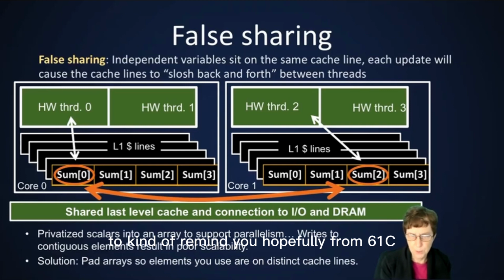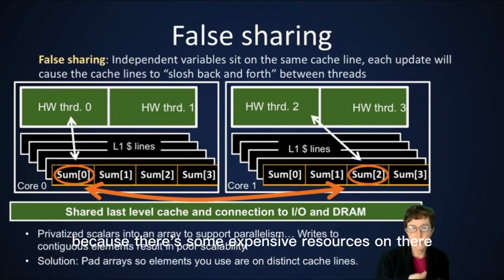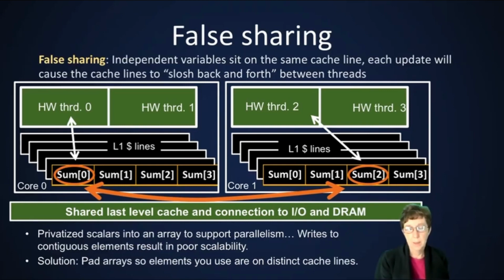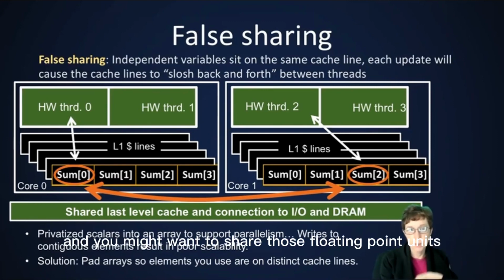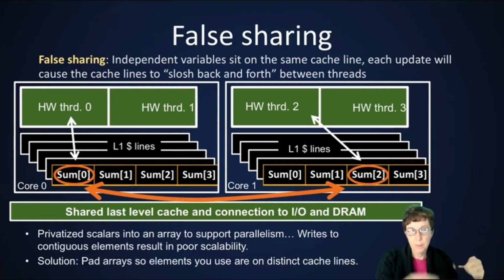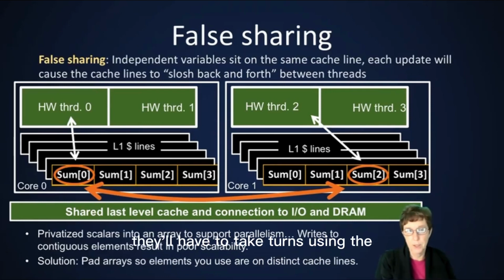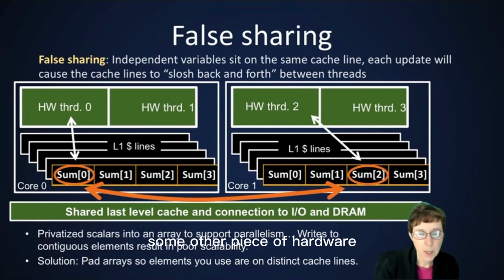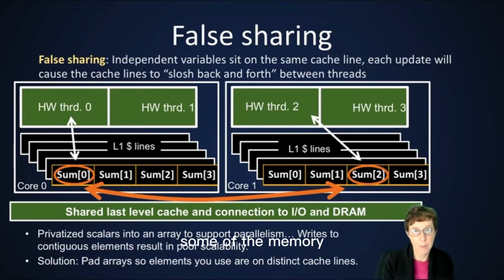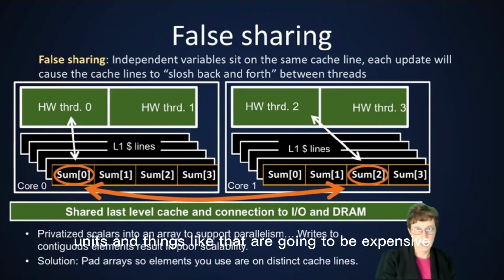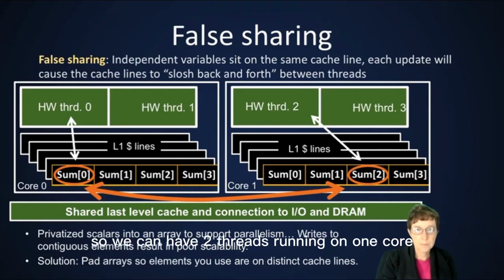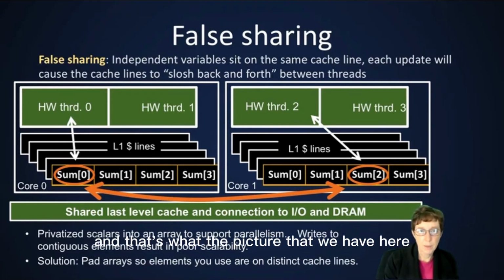To remind you, hopefully from 61C, you might have that because there are some expensive resources on there, such as the floating point units. You might want to share those floating point units, but have multiple threads that look like they're executing independently. Whenever they get to, say, a floating point instruction, they'll have to take turns using the floating point unit or some other piece of hardware. In particular, some of the memory units and things like that are going to be expensive. So we can have two threads running on one core, and that's the picture that we have here.